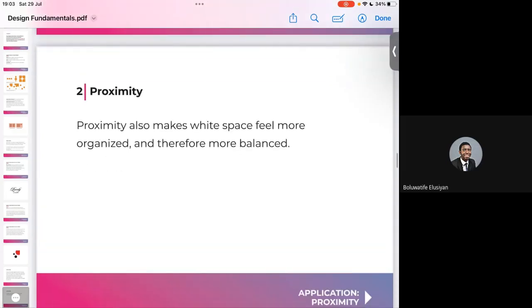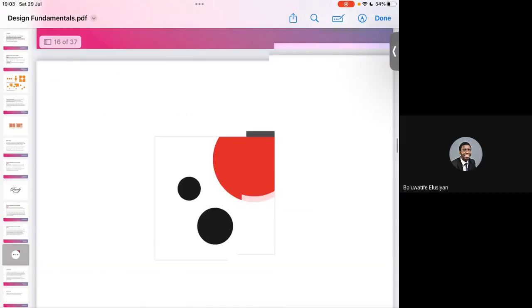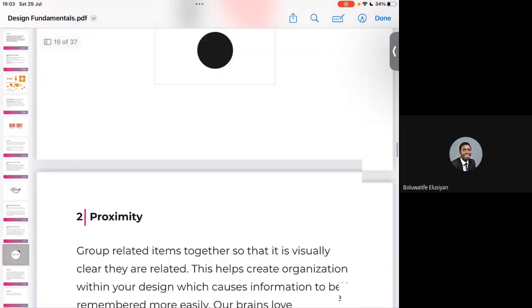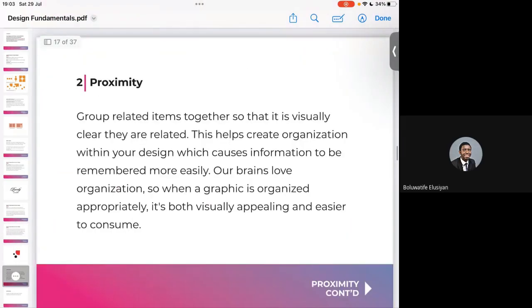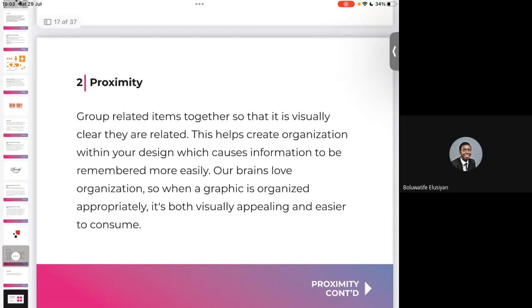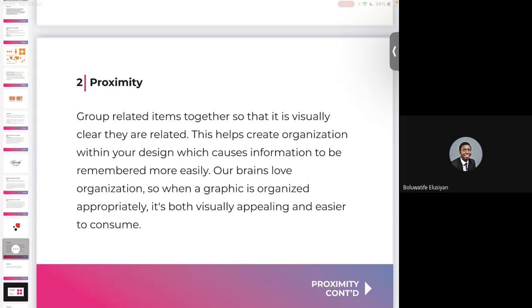So proximity is number 2. Oh, when did we enter proximity? Okay, here. Proximity. It says group related items together so that it is visually clear they are related. This helps create organization within your design, which causes information to be remembered more easily. Our brains love organization. So when a graphic is organized appropriately, it's both visually appealing and easier to consume.